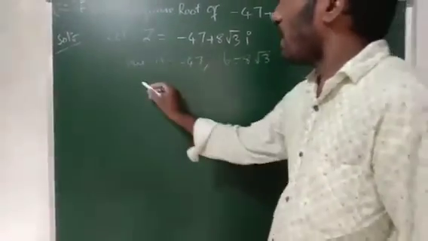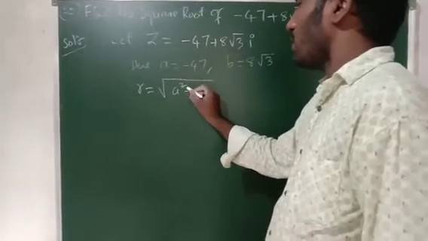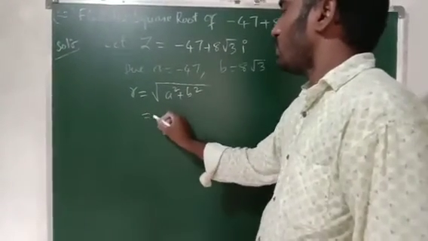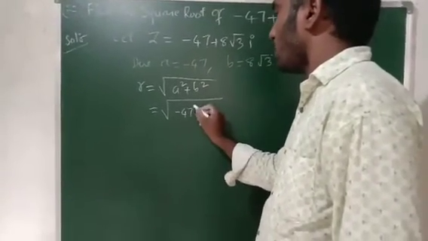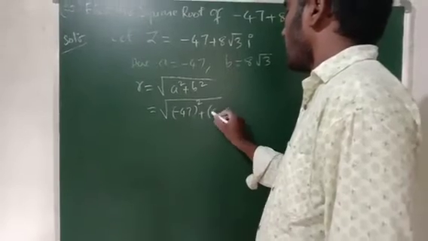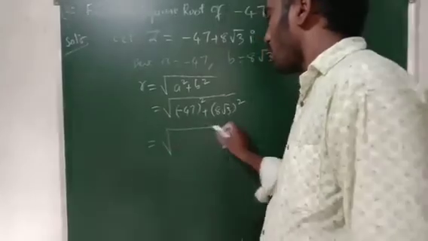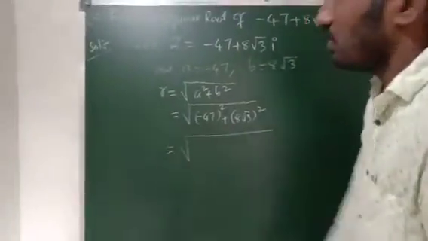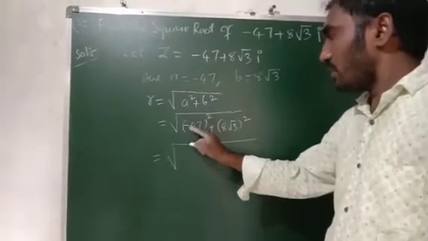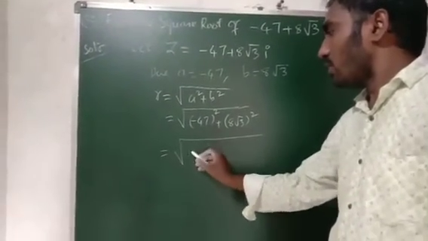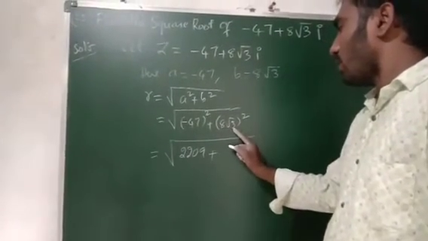Then we have to find the value of r. The formula for r is under root of a square plus b square. So substitute the values of a and b here. Minus 47 whole square plus 8 root 3 whole square. So this equals under root of minus 47 whole square. Minus into minus becomes plus, so 47 into 47 is 2209, plus 8 root 3 whole square.